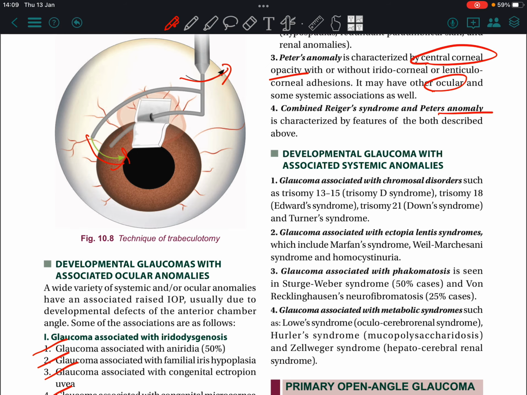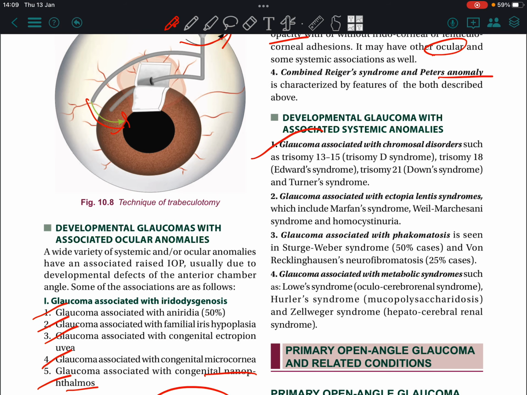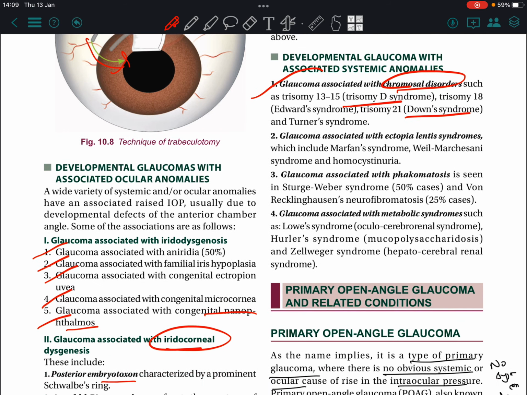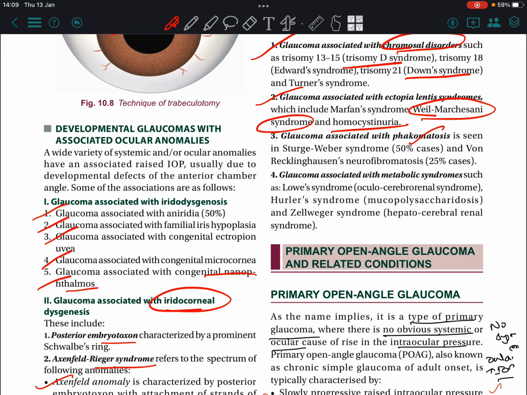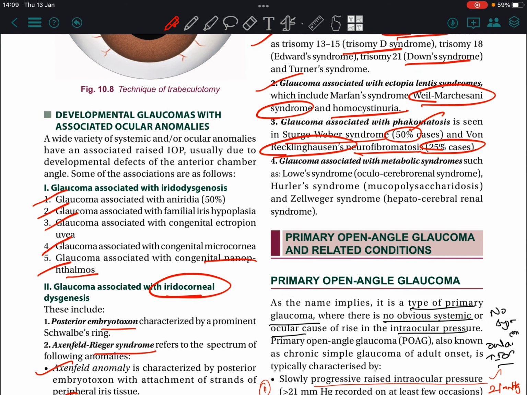Combined Rieger syndrome, Peters anomaly. Development of glaucoma with systemic anomalies: glaucoma with chromosomal disorders, 13 trisomy, 13 to 15 trisomy, 18 trisomy, 21 trisomy Down, Turner syndrome. Glaucoma with ectopia lentis syndromes, which include Marfan, Weill-Marchesani, homocystinuria. Glaucoma with phacomatosis is seen in Sturge-Weber syndrome, 50% cases, von Recklinghausen's neurofibromatosis, 25% cases. Glaucoma with metabolic syndromes such as Lowe syndrome, oculocerebrorenal syndrome, Hurler syndrome, mucopolysaccharidosis, Zellweger syndrome.